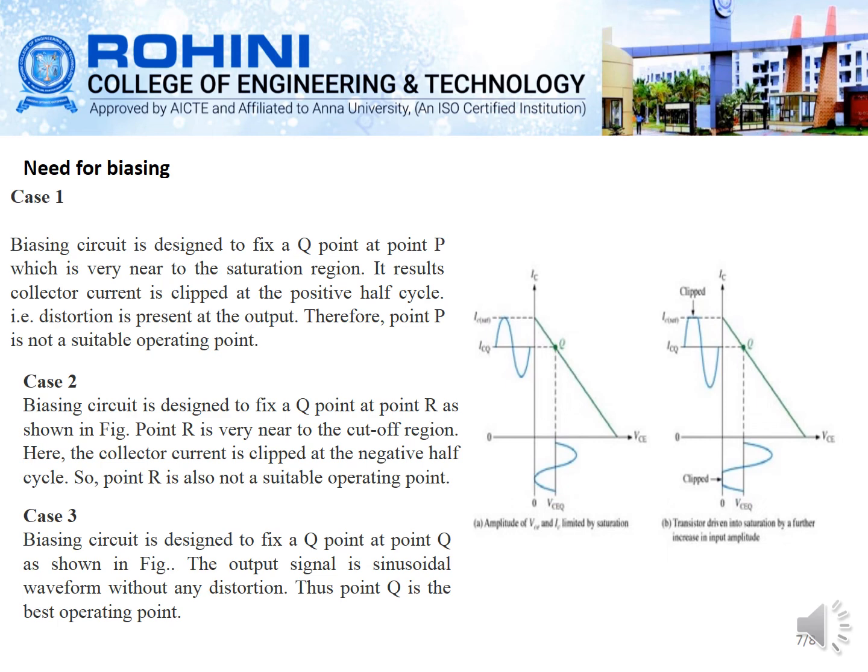And in case 3, the biasing point, the Q point, is placed at the middle of the load line, and there will be a sinusoidal waveform without any distortion. We call that the best Q point.